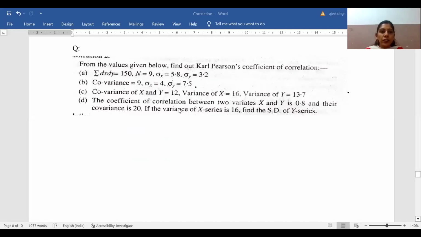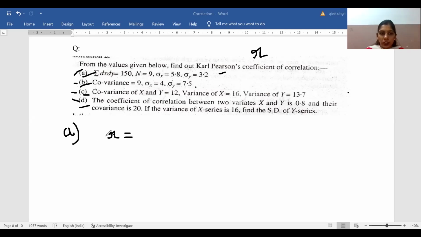So let's solve question number 1. There is information given in this question that from the values which are given below, we have to find out the coefficient of correlation. There are 4 points given in this question, A, B, C, D, and some information is given in these questions. So we have to calculate this Karl Pearson correlation, which is denoted by R. We will calculate for all the points. First one is A.